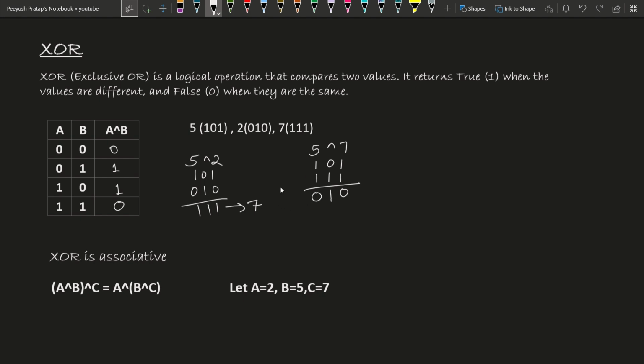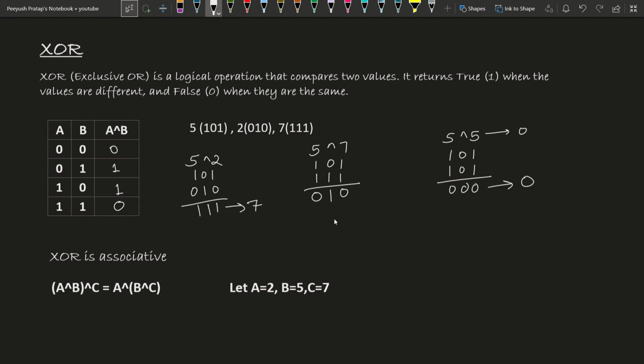Another property is that if we do 5 XOR 5, both will be the same, so we will get 0. Let's look at this. 101 and 101, both are the same, 0, same, 0, same, 0, and this is equivalent to 0.